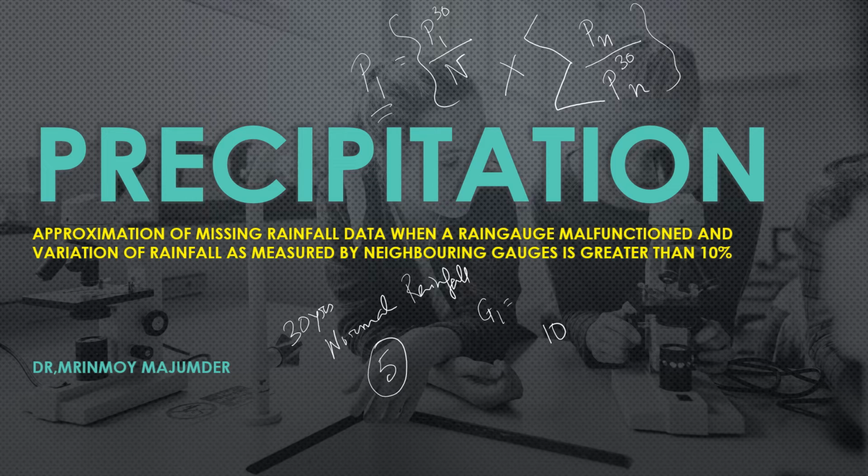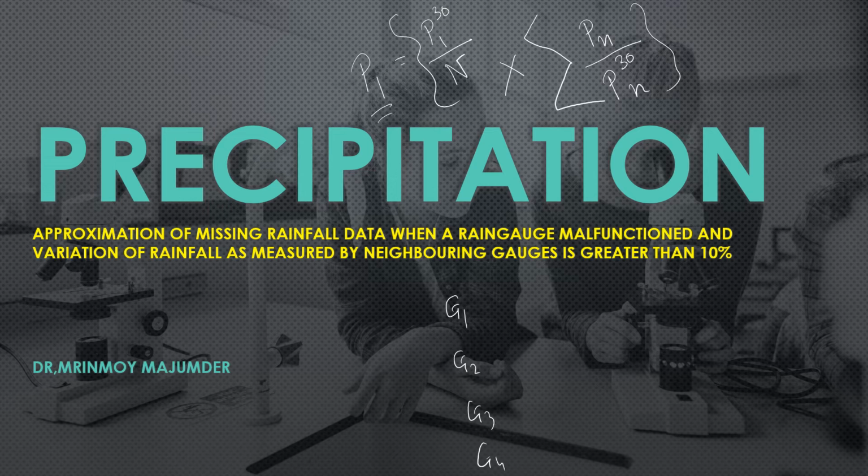Okay, so let me explain it in a simpler manner. Suppose there are four gauge stations. Suppose on the tth day, rain gauge 1 has failed to measure the data, but its normal rainfall, the 30 years annual average rainfall, is available for G1, say it is 10. G2 was successful in measuring the rainfall data of the tth day, and it is fine. Similarly for G3, it is 10. G4, 20. The P30 of all the gauges is also available. So this is like 10, this is like 20, this is like 20.